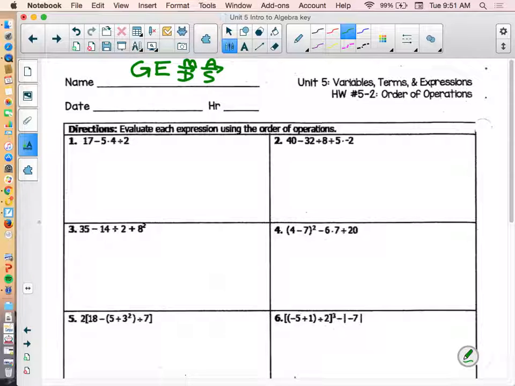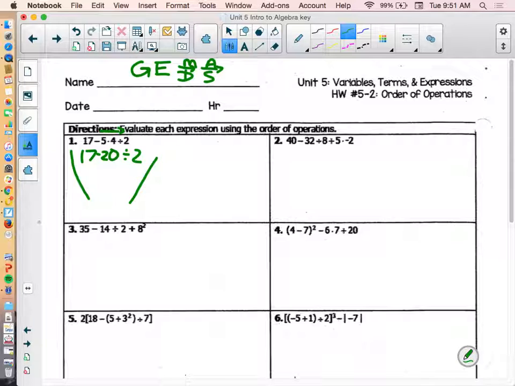So let's see, we've got 5 times 4 is 20. We do that first because it came first from left to right, okay? And then we rewrite the rest of the problem. I did say you could use a calculator in this unit, but I do still want you to show work.